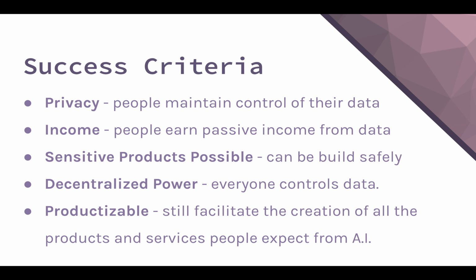So, success criteria for this open source project: privacy. People get to maintain control of their data. Income. People can earn a passive income from their data. Sensitive products are still possible to be built, but they are built safely. Decentralized power: everyone controls the data, and this is still going to be a productizable ecosystem. So the creation of products and services will still be possible.